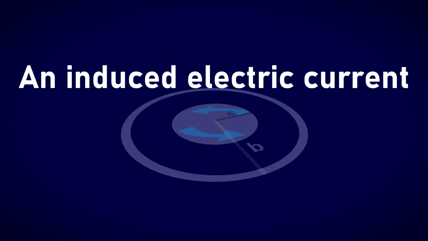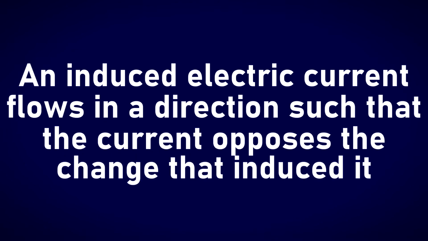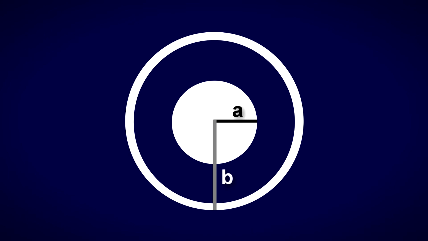Lenz's law states that an induced current flows in a direction such that the current opposes the change that induced it. So, in accordance with Lenz's law, the current, and thus the direction in which the wheel will rotate, will be counterclockwise, so that the charge's induced magnetic field opposes the initial change.